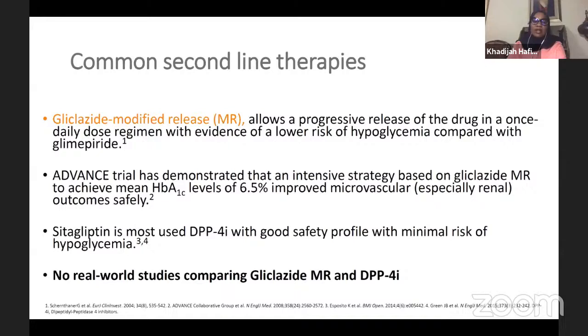And on the other hand, we've known now that the DPP-4 inhibitors as a class, and here I'll use the example of sitagliptin, they've got a good safety profile with minimal risk of hypoglycemia. However, we don't have any sort of head-to-head trials that have looked at the efficacy and the rates of hypoglycemia between these two classes of agents.